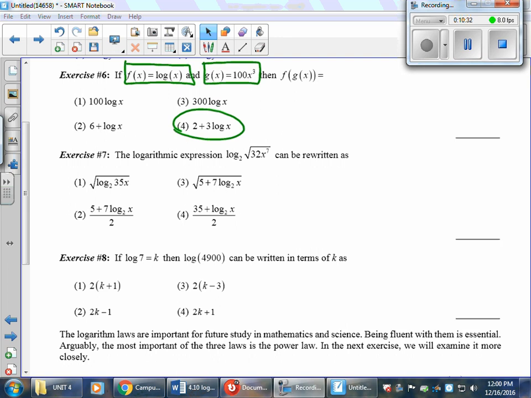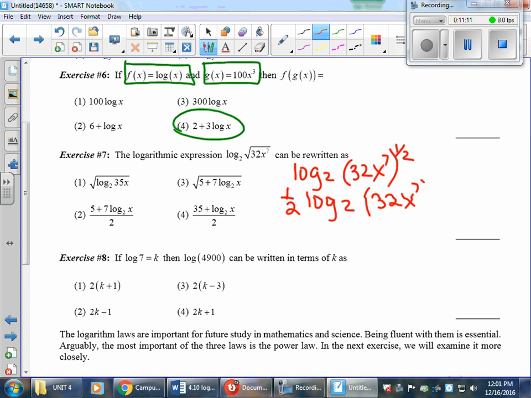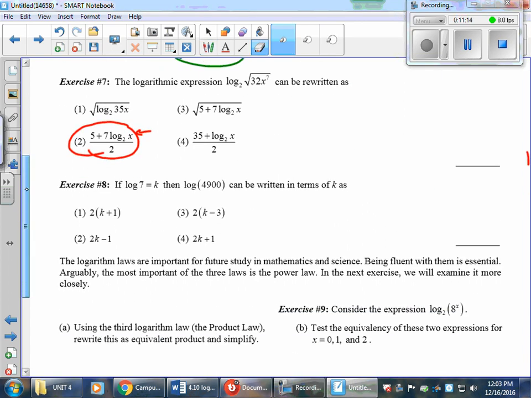Okay, exercise 7. The logarithmic expression log base 2 of radical 32 x to the 7th can be rewritten. All right, so now we're getting a little bit complicated here. So let's see what this is. So we're going to rewrite things first. So we have log base 2 of 32 x to the 7th raised to the 1/2. So I can use the power rule first, right? And I can say 1/2 log base 2 of 32 x to the 7th. Slide up a little bit.